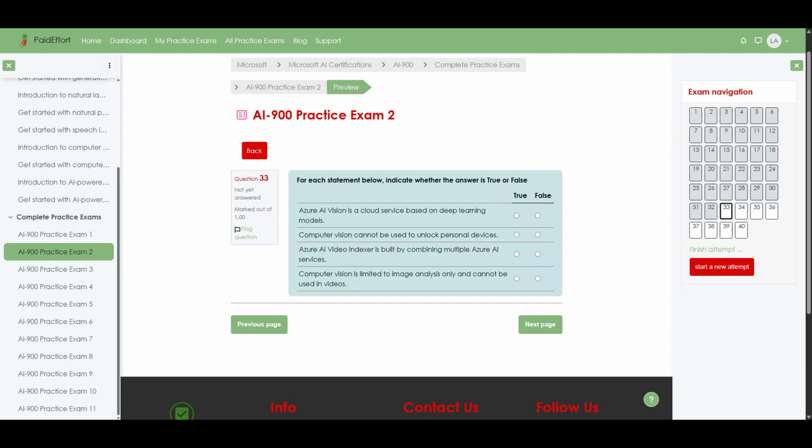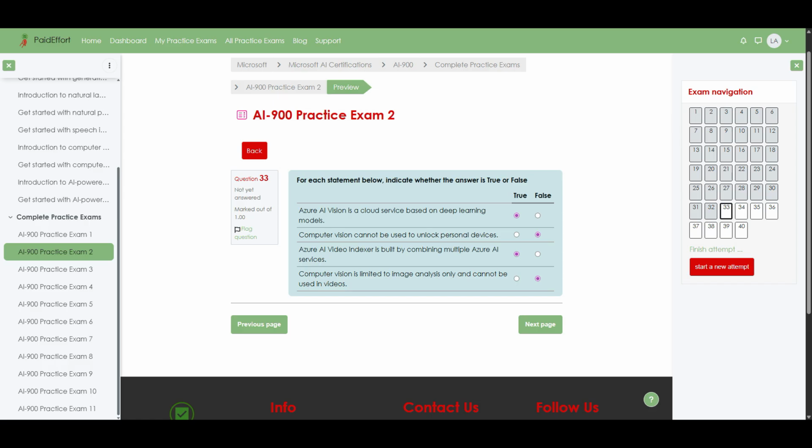For each statement below, indicate whether the answer is true or false. Azure AI Vision is a cloud service based on deep learning models. True. Computer vision cannot be used to unlock personal devices. False. Azure AI Video Indexer is built by combining multiple Azure AI services. True. Computer vision is limited to image analysis only and cannot be used in videos. False. Let's go through the explanation now.